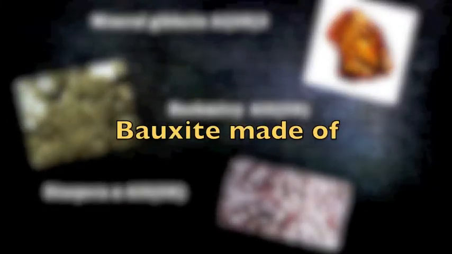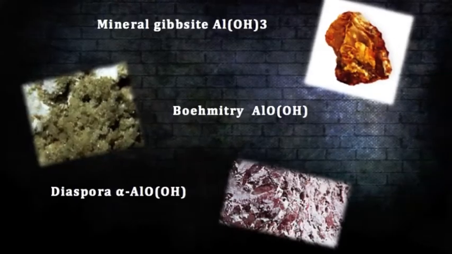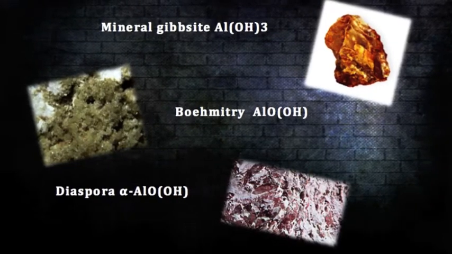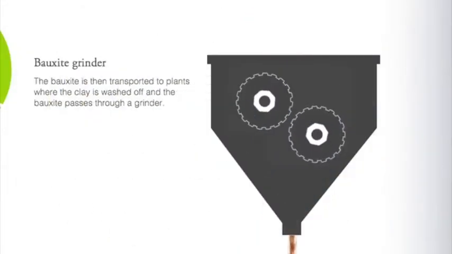Aluminium comes from bauxite, which can be found a few meters under the ground. Bauxite is the main resource of aluminium. It consists of the minerals boehmite and diaspore. They take bauxite and place it in the grinder.